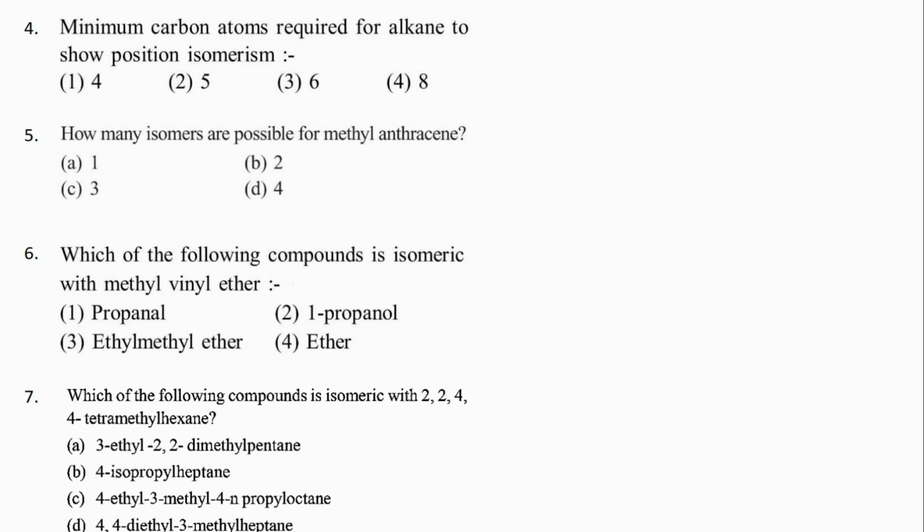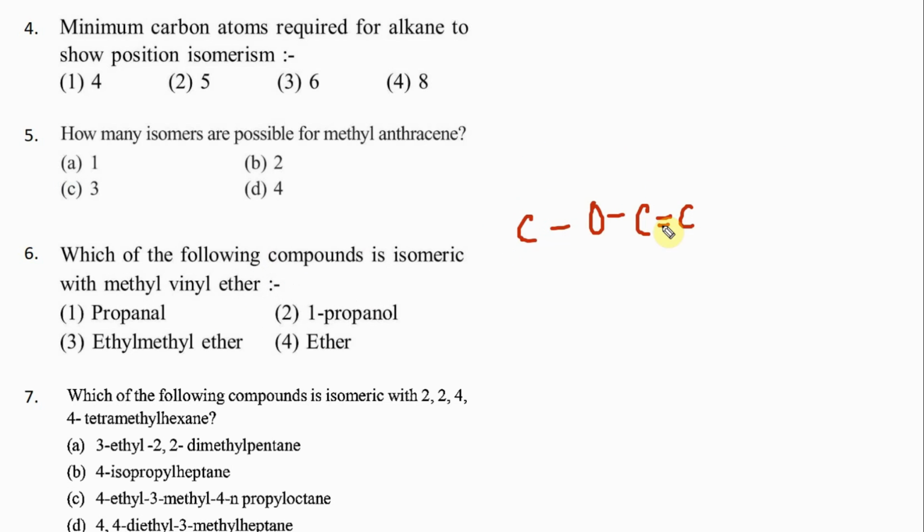Which of the following compound is isomeric with methyl vinyl ether? Okay, we have seen this before. Ether, this is ether. Methyl vinyl or vinyl group is this. Okay, this is vinyl group. Now which of the following compound is isomeric with methyl vinyl ether? Multiple ways of doing it.